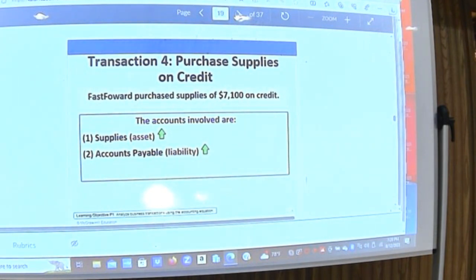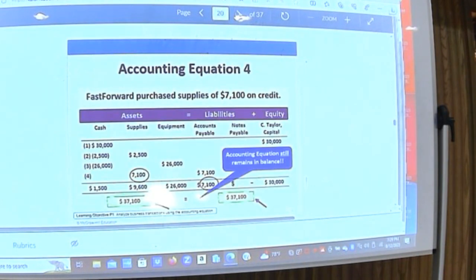We bought some supplies. This time we didn't pay cash, so we have another asset. This time it's worth $7,100. We didn't pay cash. We have a liability, an account payable. That's on the right-hand side of the accounting equation. Left-hand side goes up by $7,100. Right-hand side goes up as well. Number 20 just restates that transaction.